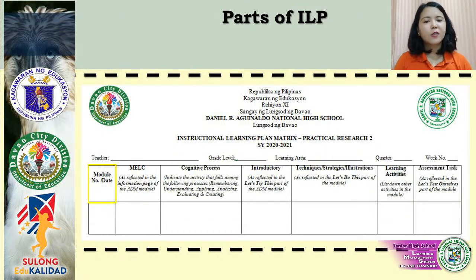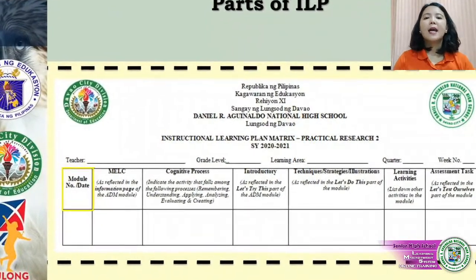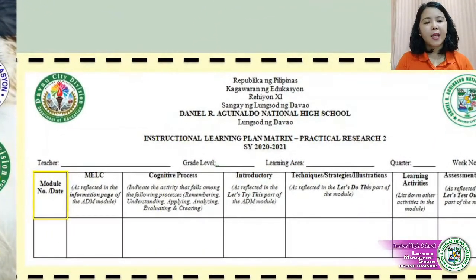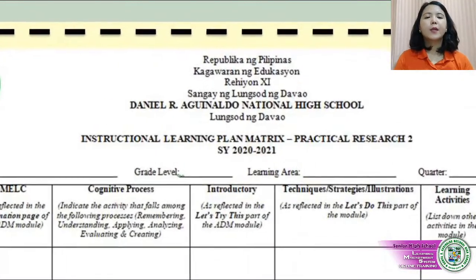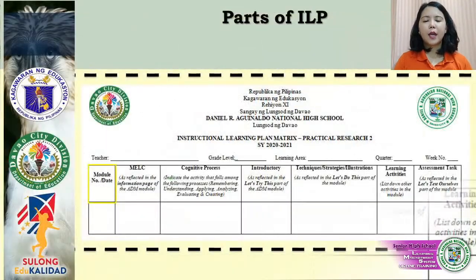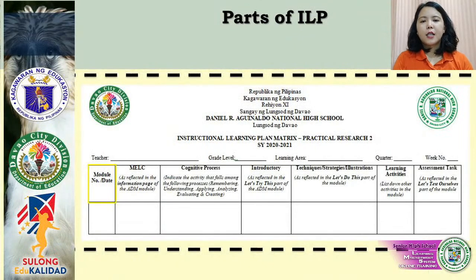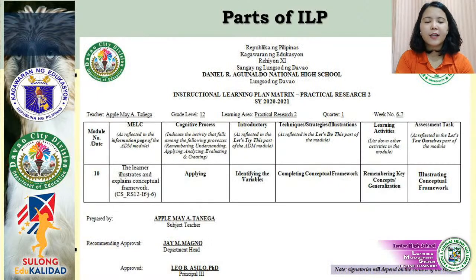Aguinaldo National High School, Lungsod ng Davao, with the logo of Davao City Division and Daniel R. Aguinaldo National High School. The matrix is entitled Instructional Learning Plan Matrix for Practical Research 2 for school year 2020-2021. So here is the accomplished Instructional Learning Plan Matrix for Practical Research 2 for school year 2020-2021.